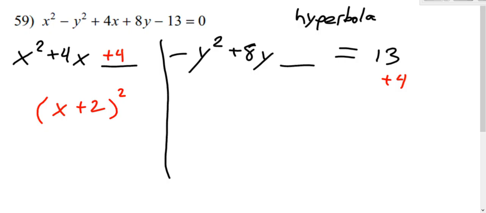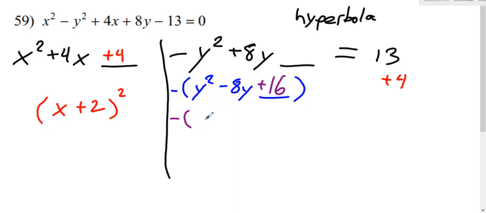For the y's, there's one extra step here because there's a negative in front. We need to factor that out first. So that becomes negative y squared minus 8y, then the blank. Now we complete the square for the parentheses here. B over 2 is 4, squared is 16. And when we write it as a perfect square, that'll be y minus 4 squared.